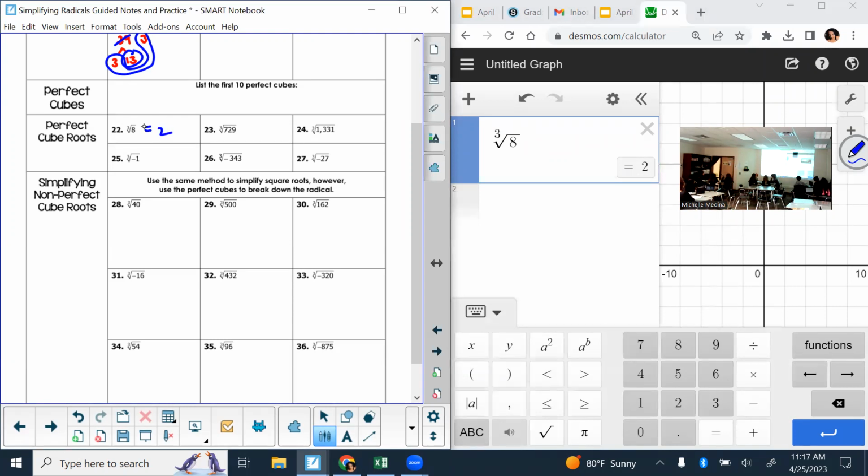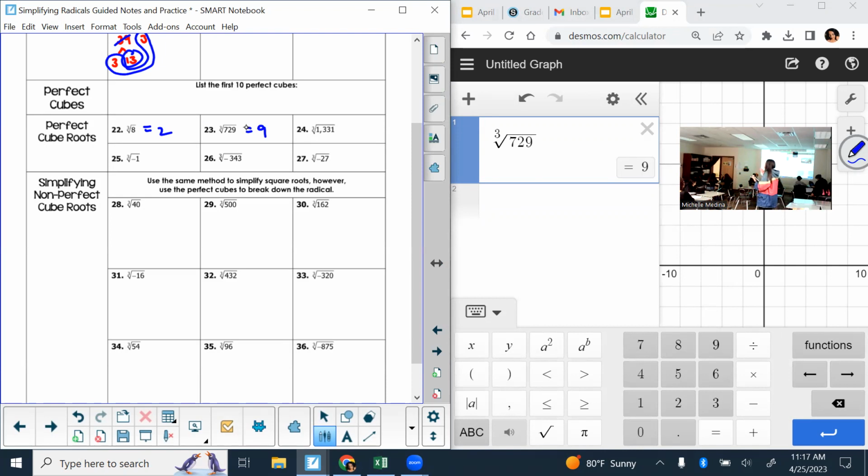And then you could see if it's a perfect cube root by honestly just typing it in. So like 729, that cube root is 9, because 9 times 9 times 9 is 729. Questions on that?